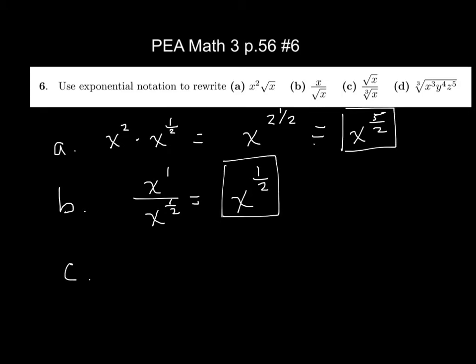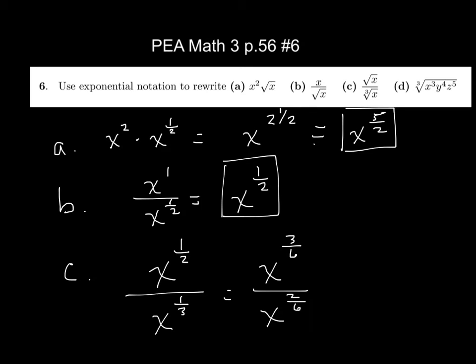C. C would be x to the 1/2 power divided by, what would that fractional exponent be? X to the 1/3 power. We're going to need to subtract again. So when you subtract, you're going to have to make some fractions that have common denominators. So they'd be x to the 3/6 power over x to the 2/6 power. So when you subtract, you get x to the 1/6 power.